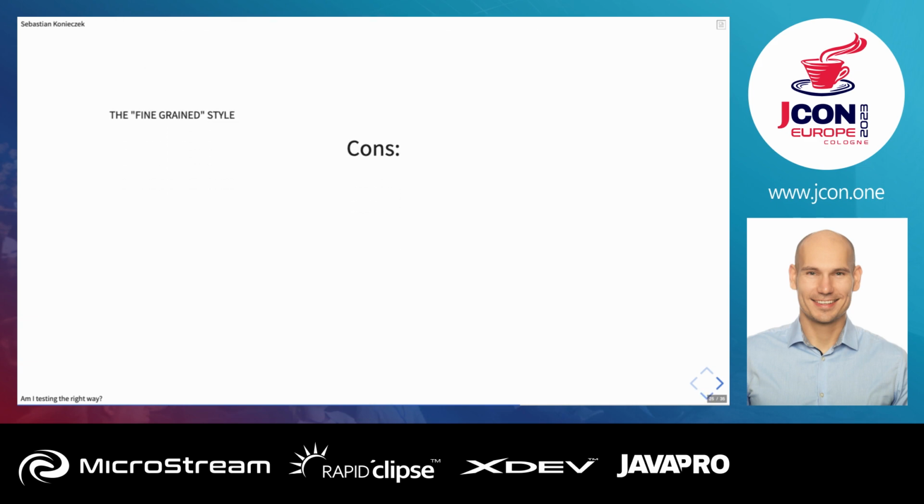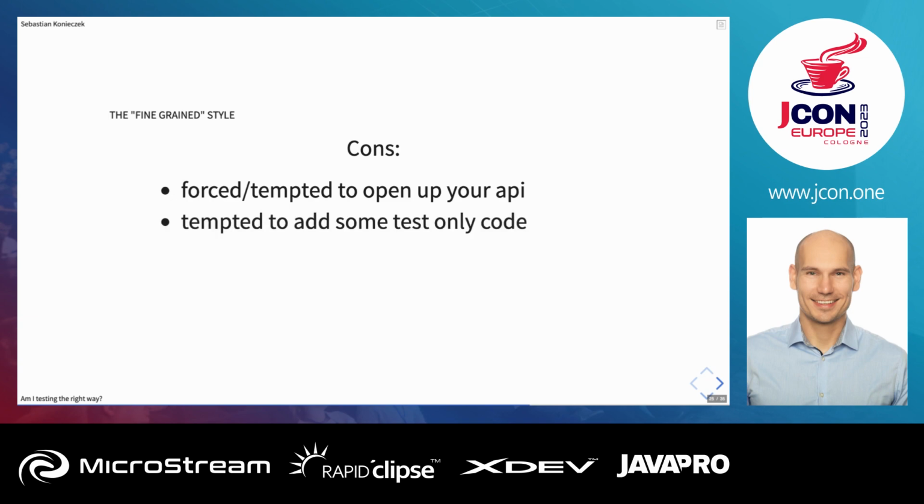But there are obviously also some negative things about this. One of them is that you may be forced or tempted to open up your API. We created mock objects for our expression and expression handlers, but they were sealed classes, so Mockito cannot mock them. We need to unseal them to be able to mock them, and that may not be what you want. Also, you may be tempted to add some test-only code. I see that very often, I must say, and this is not a good thing because it poisons your production code.